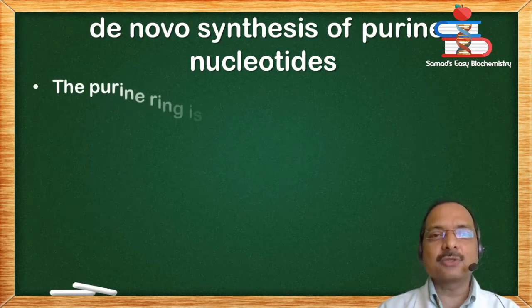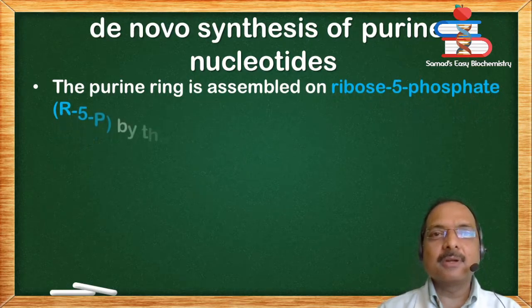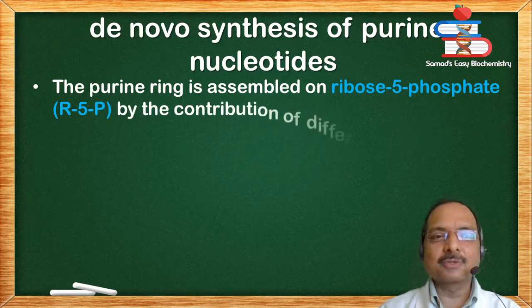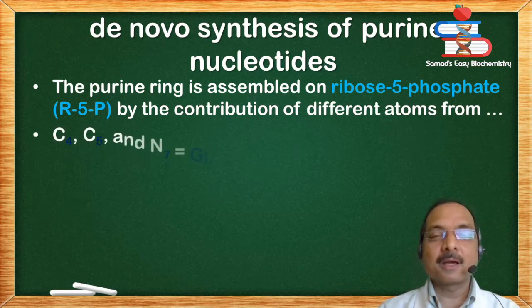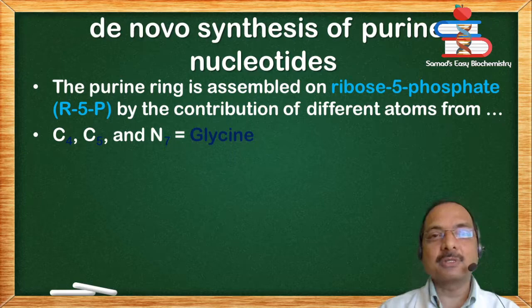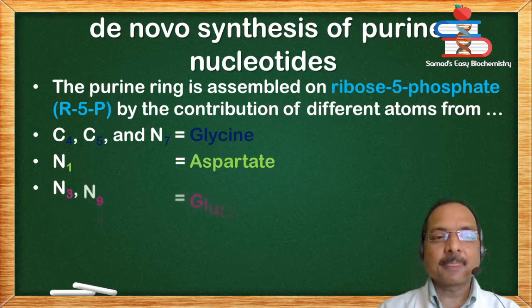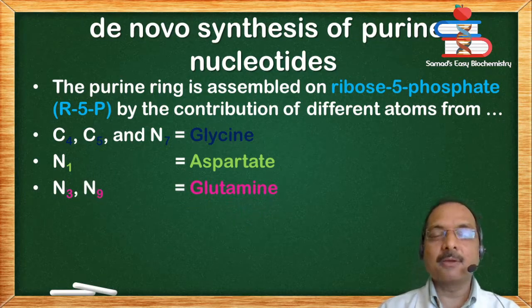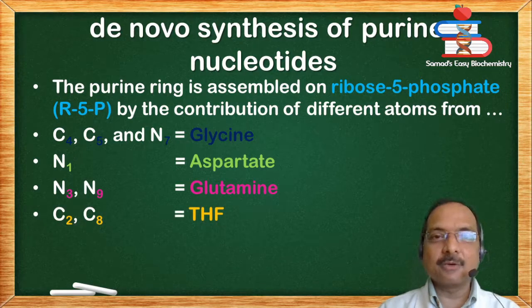De novo synthesis of purine nucleotides. The purine ring is assembled on ribose 5-phosphate by the contribution of different atoms: carbon 4, carbon 5 and nitrogen 7 by glycine. Nitrogen 1 is contributed by aspartate, nitrogen 3 and 9 by glutamine, carbon 2 and carbon 8 by tetrahydrofolate, and carbon 6 by carbon dioxide.